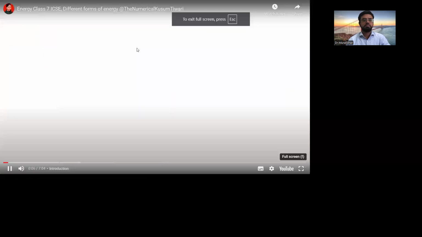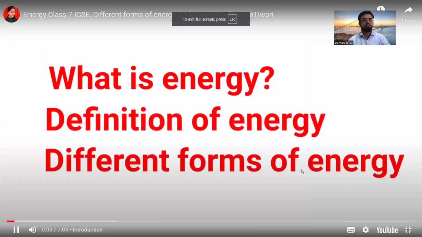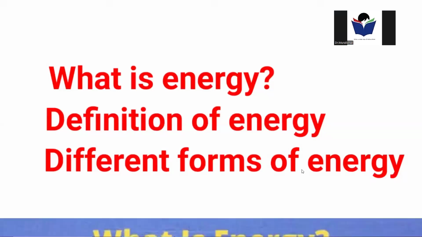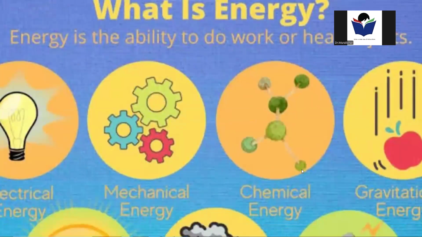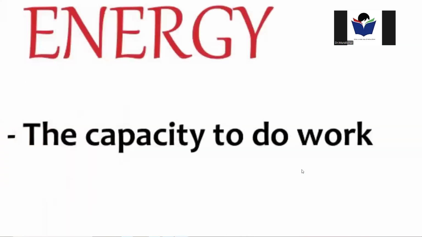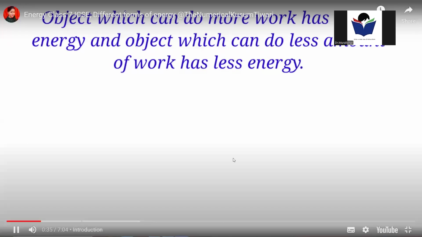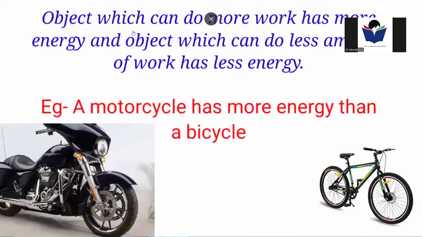In this video you will be able to understand energy, the definition of energy and different forms of energy. So let's start. First, understand the word energy. We know the definition of energy is the capacity to do work. It means energy is directly related to work. Now how is it related? Understand. An object which can do more work is said to have more energy compared to an object that can do less amount of work. So, energy is directly related to work.